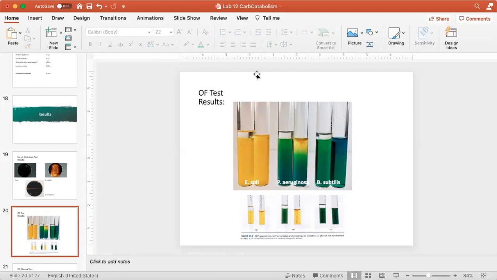Let's do E. coli. How would you interpret the E. coli tubes? What can E. coli do or not do? Can E. coli use oxidative catabolism of glucose to make ATP? Right, type it right into chat, yes or no.